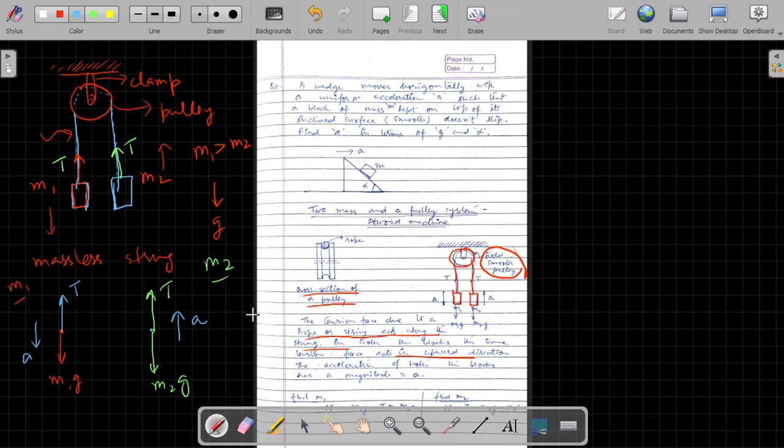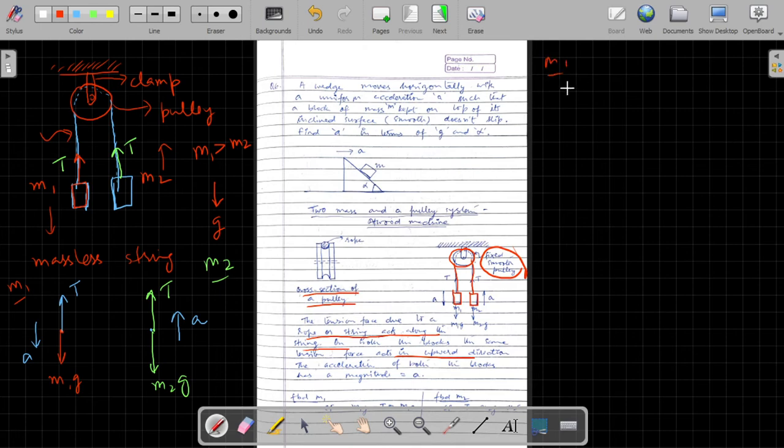What is the right way to approach that? The right way is by drawing the FBDs of both the masses, deciding the direction of acceleration, deciding the value of acceleration, and finding whether there is some relation between the accelerations of the blocks. Like in this case, the accelerations of both the blocks have equal value and are opposite to each other, because as m1 is moving downwards, m2 is moving upwards.